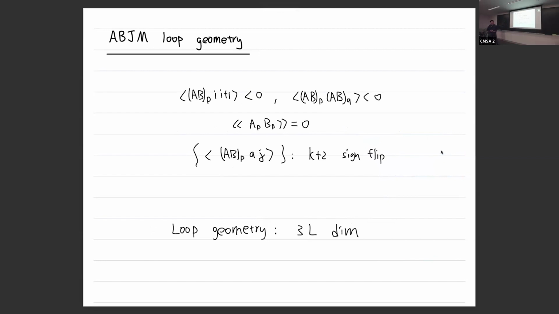Motivated by the tree geometry, we can look at the loop geometry. So we also change the sign from positive to negative and impose the symplectic condition on the loop tracer. All the other things are the same. And so we will define the 3L dimensional geometry.